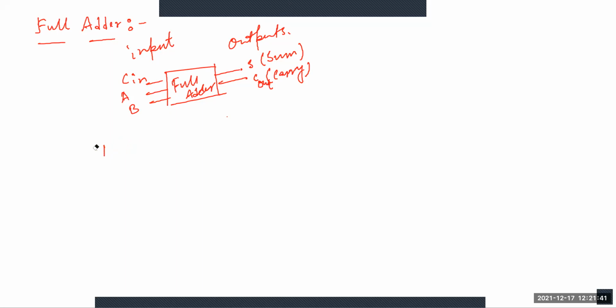Okay sir. So next, the truth table of the full adder. This is the input and this is the output. Here it is A, B, C in, and this is S for sum and C out for carry. So for 3 inputs, what combinations will we get? How many combinations will we get from these 3 inputs?